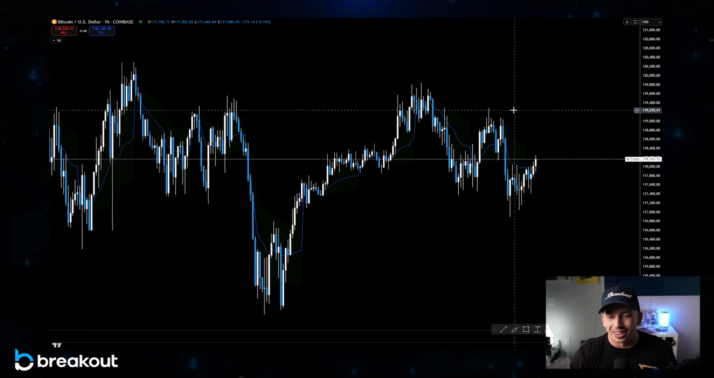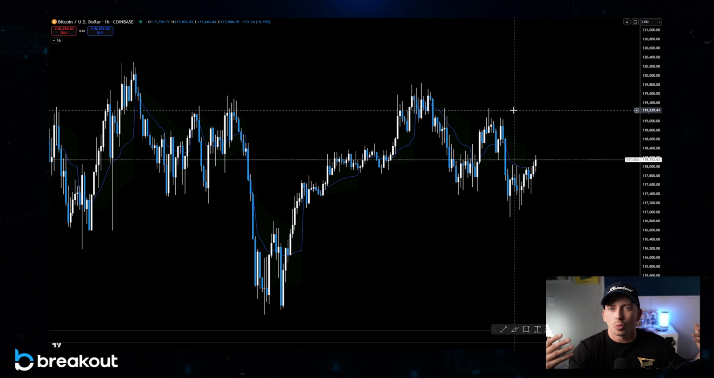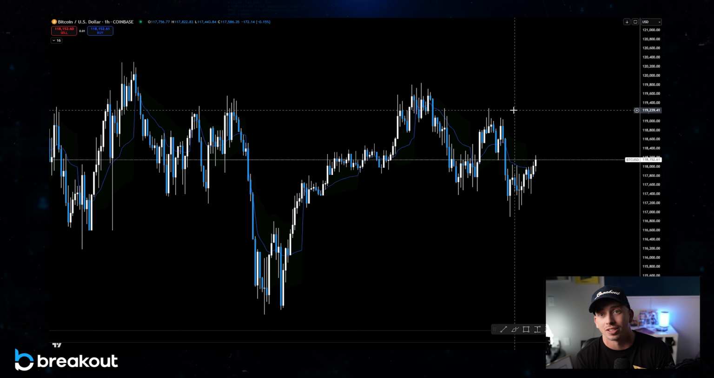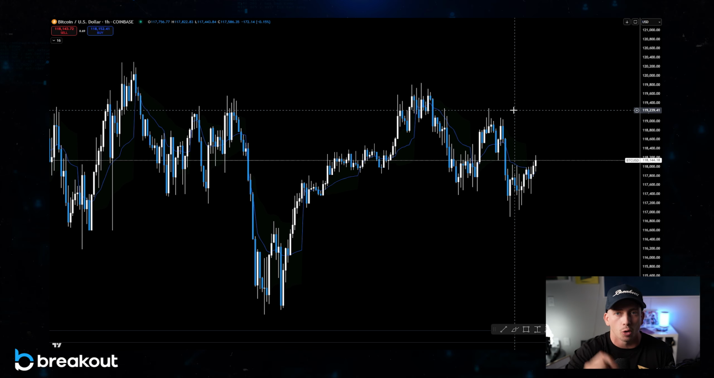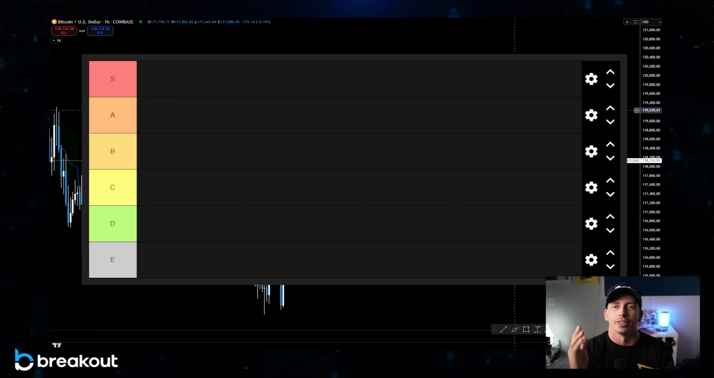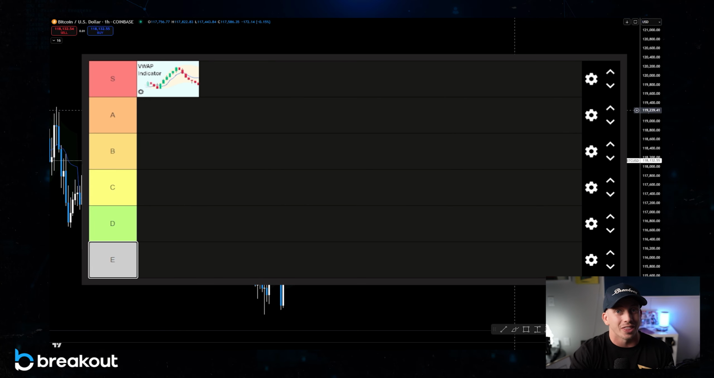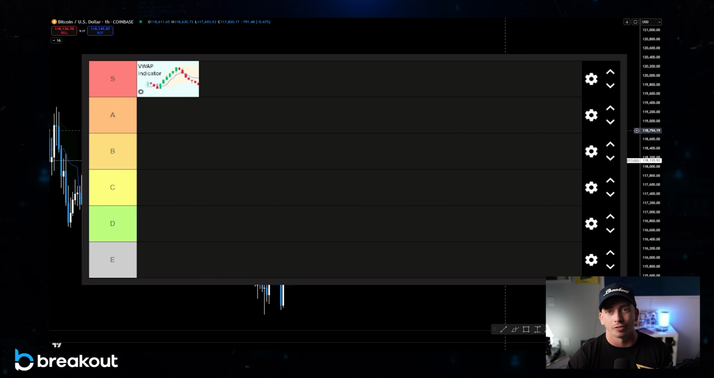I do actually think this is a useful indicator because it's like a moving average. It can tell you what the trend is. It can be used as dynamic support and resistance, and it takes into account both price and volume. That's pretty based. We're gonna put this in the S tier. Off to a hot start.